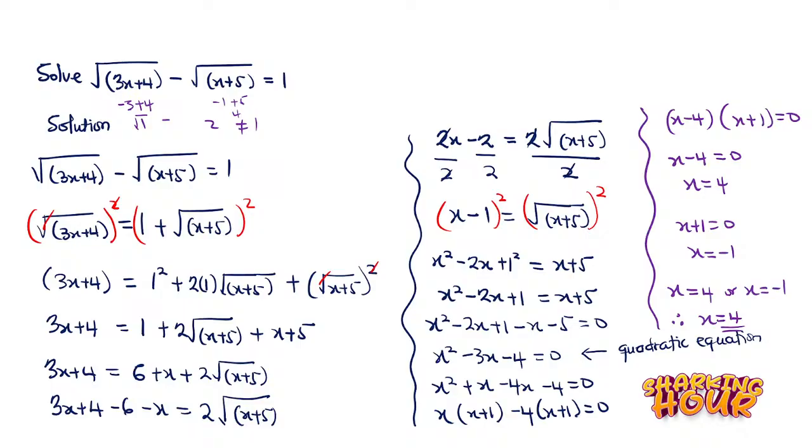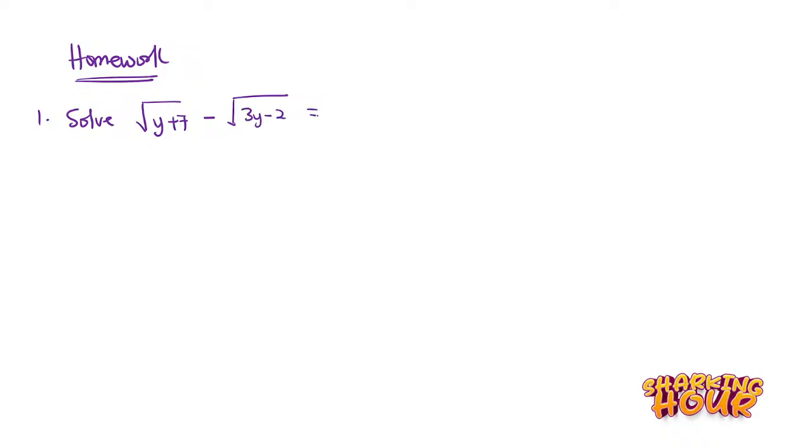Let me quickly go ahead and give us 2 questions as assignment for us to do. All right, so let's have a look at 2 questions as our homework. So homework number 1, we are to solve the root of y plus 7 minus the root of 3y minus 2 is equal to 1. So this is the first question.